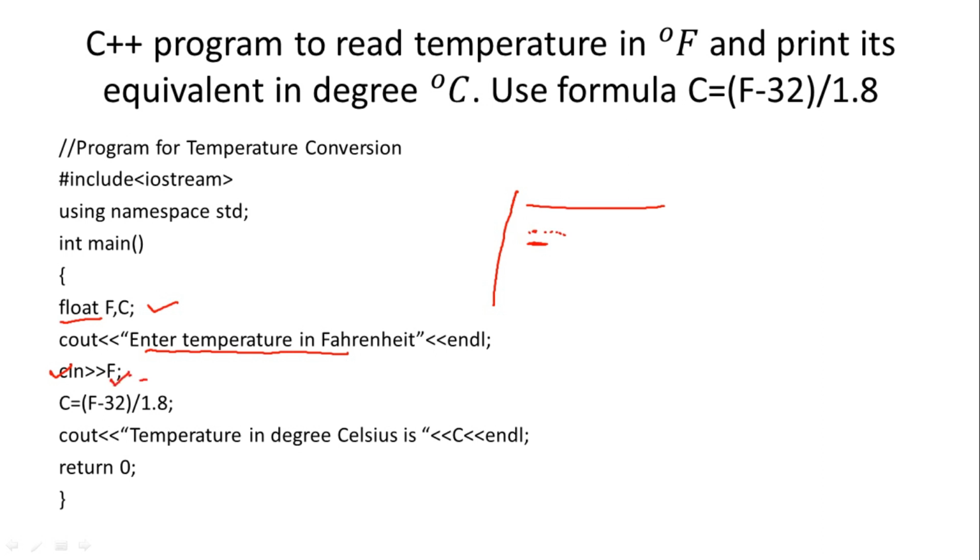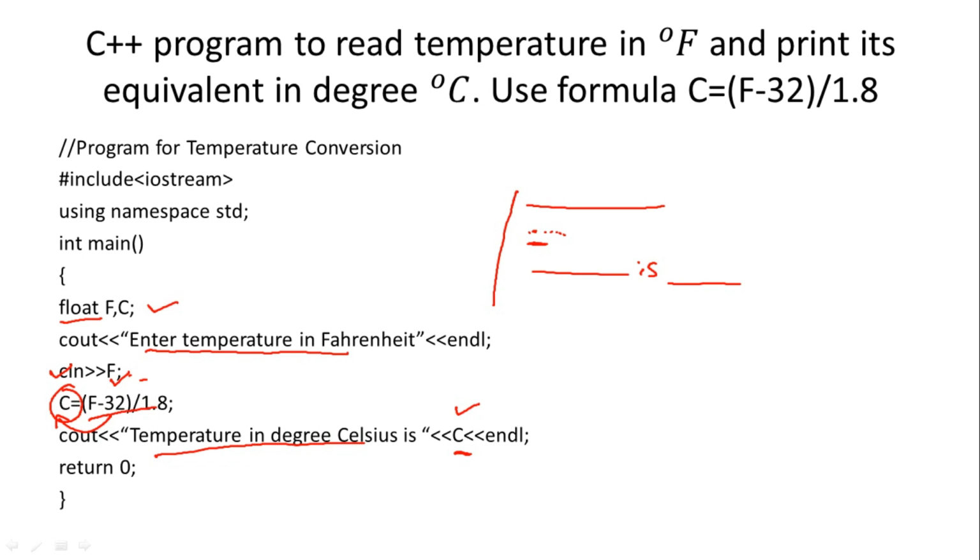Now this F value will be used in this formula and it will be converted into Celsius. So the result is stored in Celsius. Again, the result should be given to the user as the temperature in degree Celsius. So here we are printing the result that is stored in variable C. The user will get the message, temperature in degree Celsius is the value that is calculated. So this is the expected output.